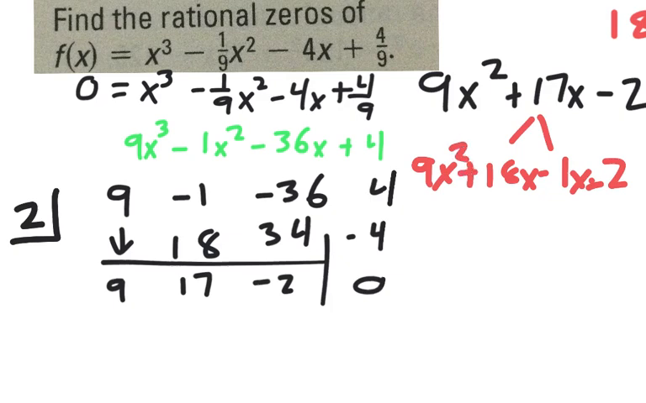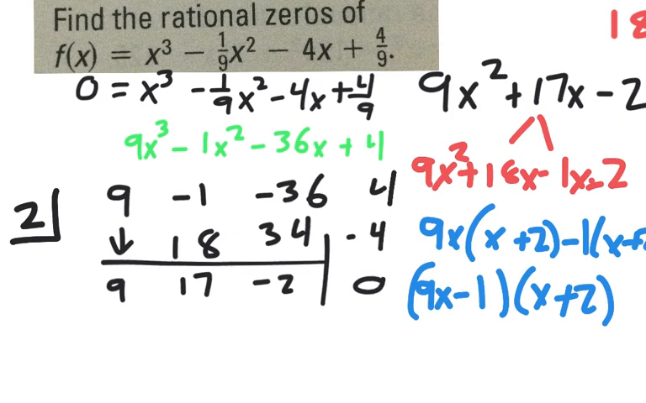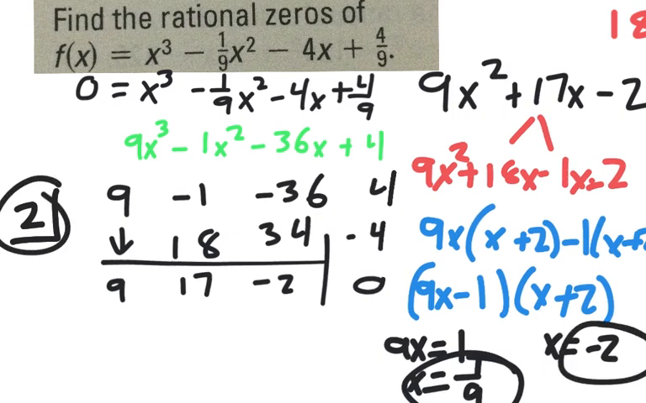Then when I GCF, I've got 9x times x plus 2, and then negative 1 times x plus 2, which means I'm left with 9x minus 1 times x plus 2. So 9x equals 1, x equals negative 2, x equals 1/9. So I've got 1/9, negative 2, and positive 2 are my x-intercepts.